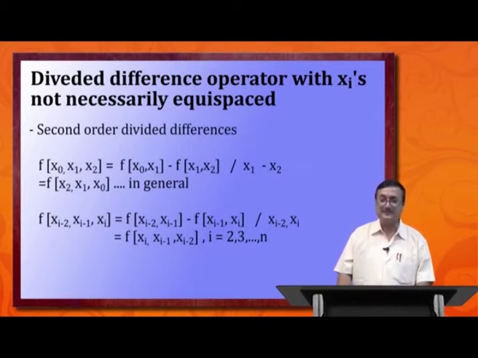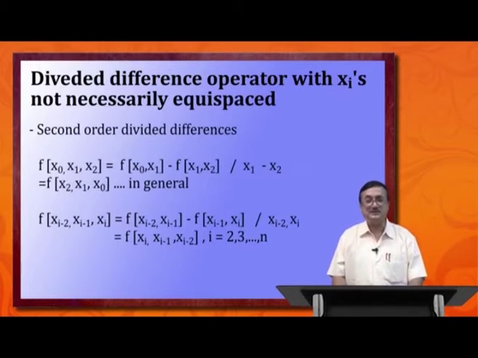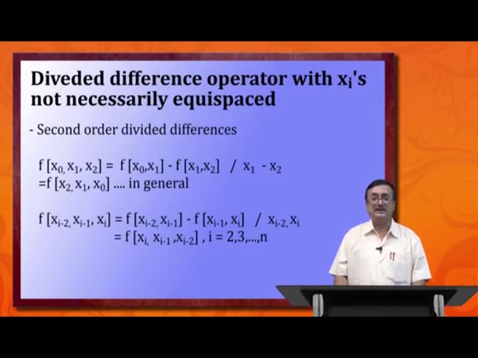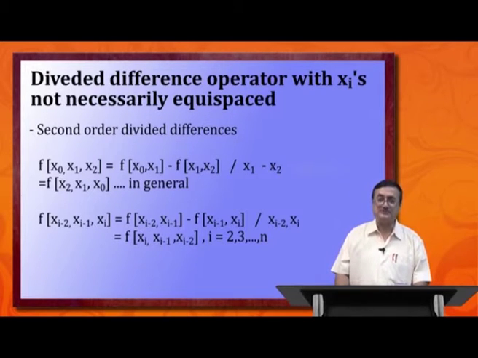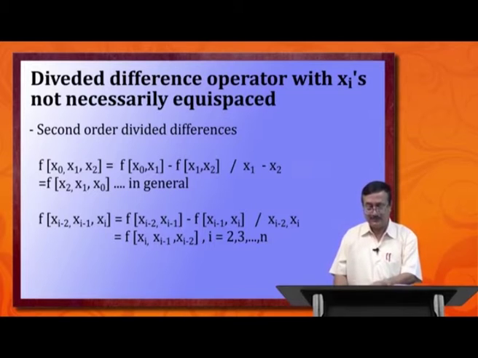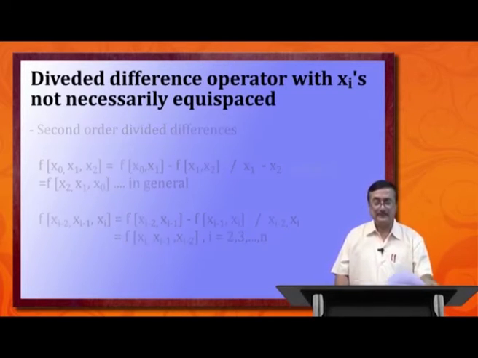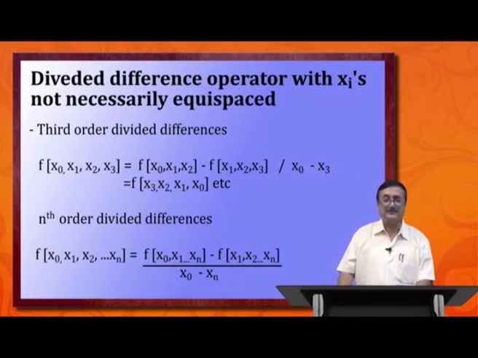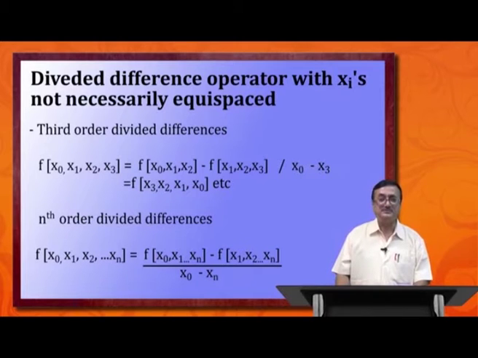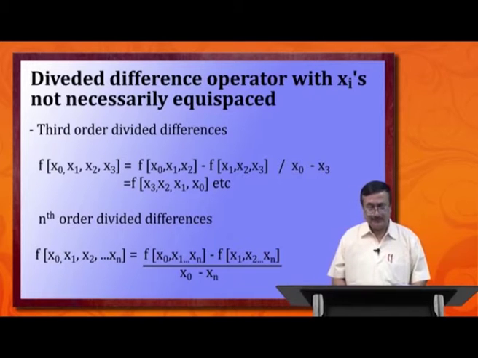The second order divided difference has been defined as f of x0 x1 x2 in this way, and again we find that f of x0 x1 x2 is equal to f of x2 x1 x0. And in general we define the third order divided difference, and actually the nth order divided difference is defined by f of x0 x1 x2 up to xn, which is also equal to f of xn up to x2 x1 x0.